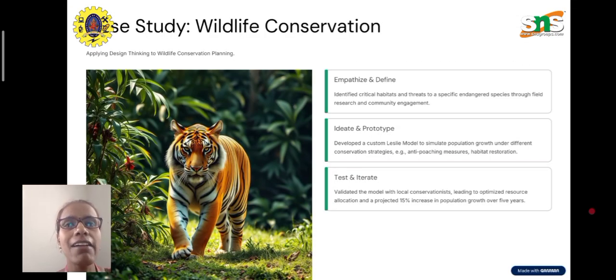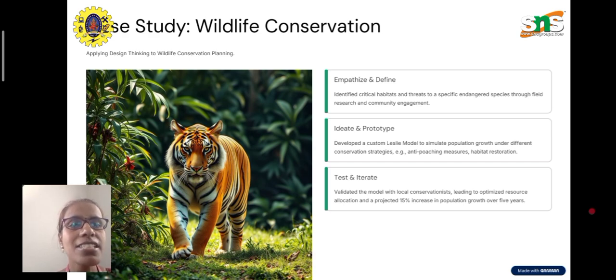So for that, we will have one case study, that is wildlife conservation. So applying design thinking to wildlife conservation planning. Here also we are going to have the same steps. We are going to start with the empathize and define. So empathize, we need to collect the feedback, right? Which is to identify critical habitat and threats to a specific endangered species through field research and community engagement.